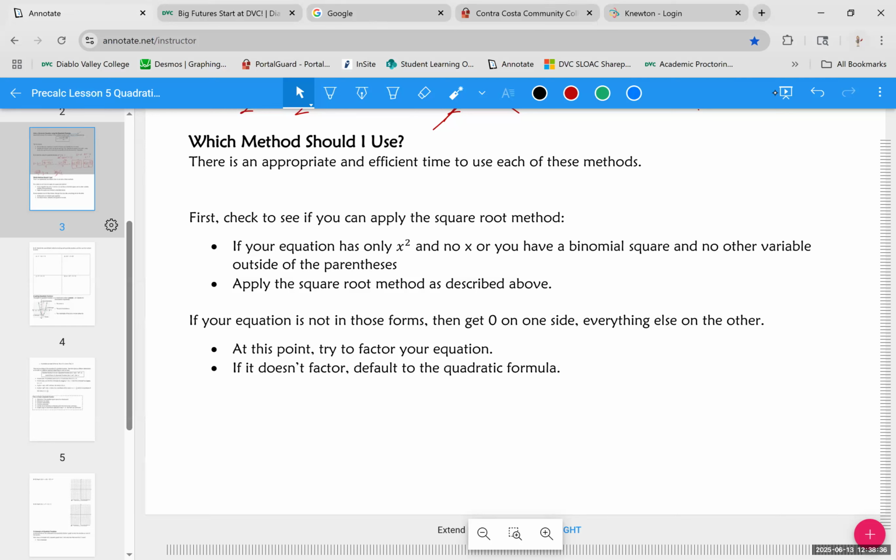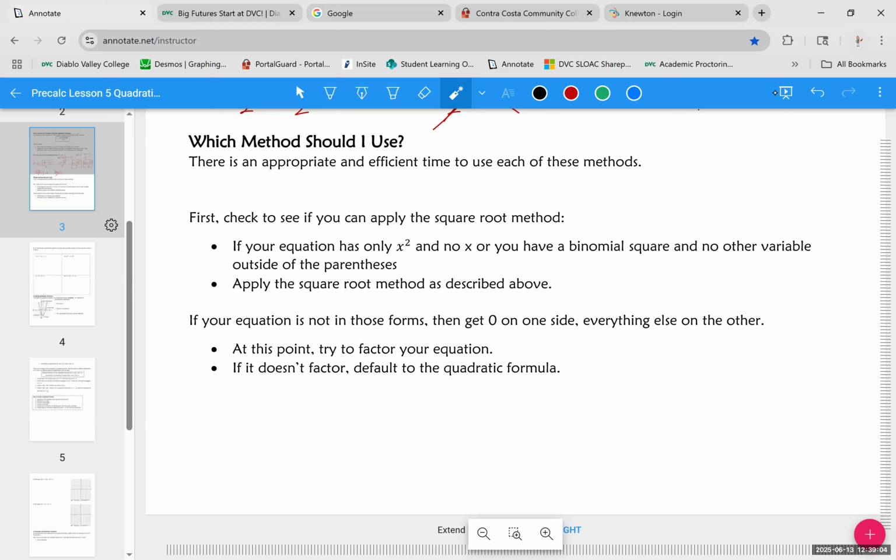So let's just run through the strategy here. There is an appropriate and efficient time to use each of these methods. So here's how I would approach this. First, I would just look to see if you can apply the square root method because it's really quick. That would be when your equation has only an x squared, there's no x, or again, you have something squared and there's no other variable outside those parentheses. I would use the square root method in that moment.